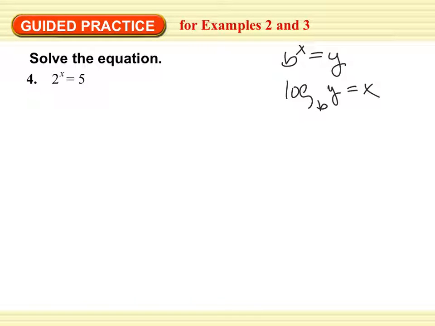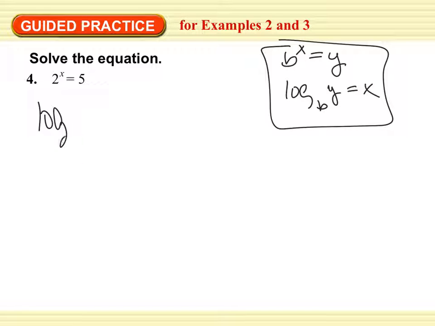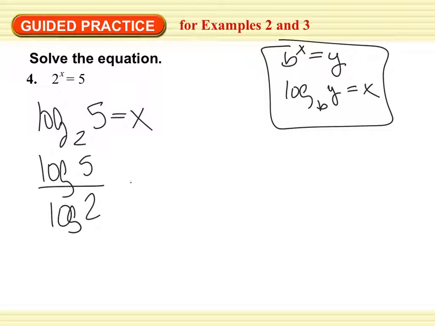So solve this equation. I've written these back up here because these are what we need to remember to solve, and we can do it. So here I have log base 2 of 5 equals x. So I can do change of base. Log of 5 over log of 2 equals x. Type it all in, and I get x is about 2.32.